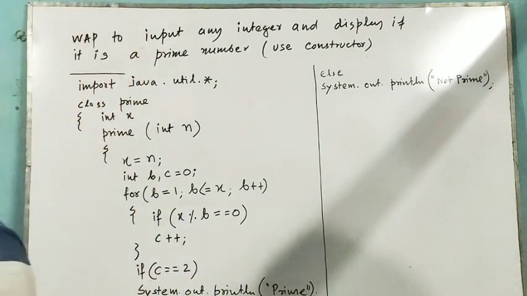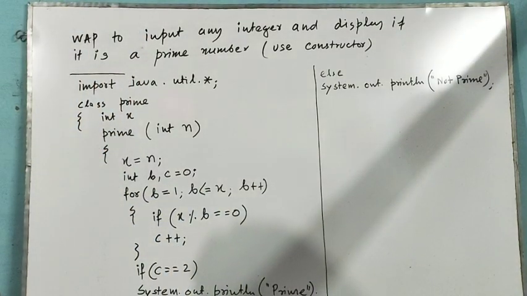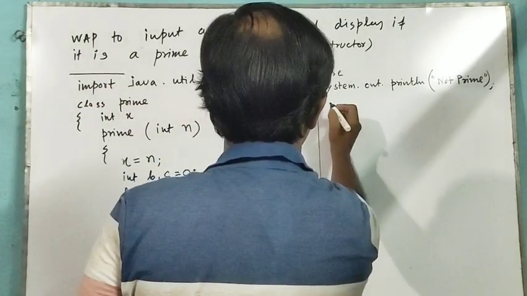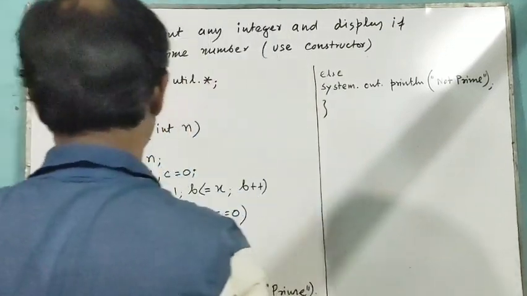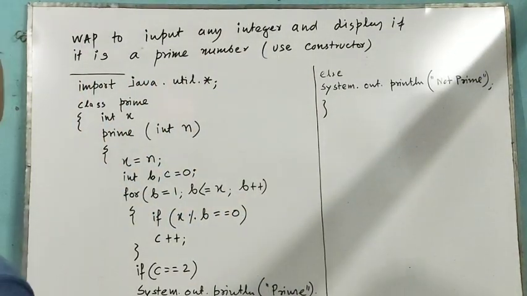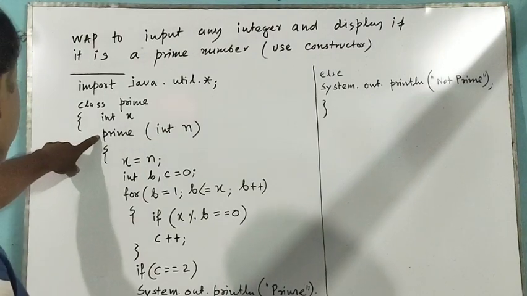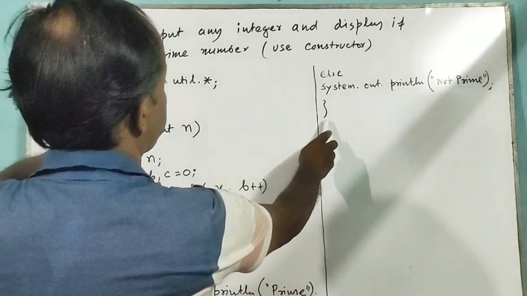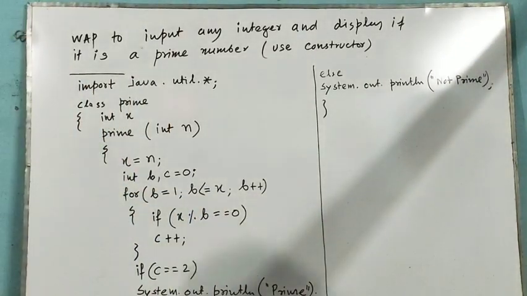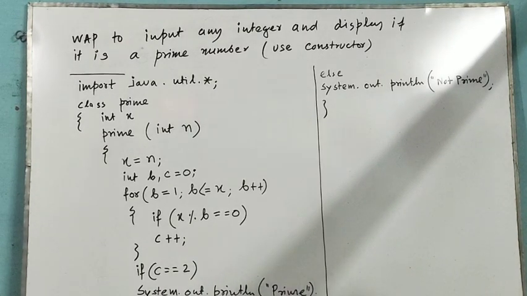So we have taken x, one value, and checked whether it is a prime number or not. That means our job is finished. Now we put a closing brace, that means the end of the body of the constructor. So from here, from this line till this closing brace is the constructor. In this constructor, we have taken one number and checked if it is a prime number. If it is, we have displayed prime, and otherwise we have displayed not prime.